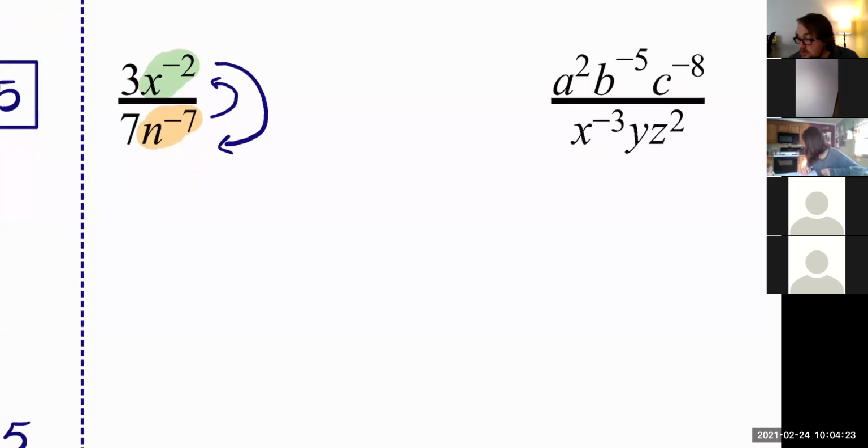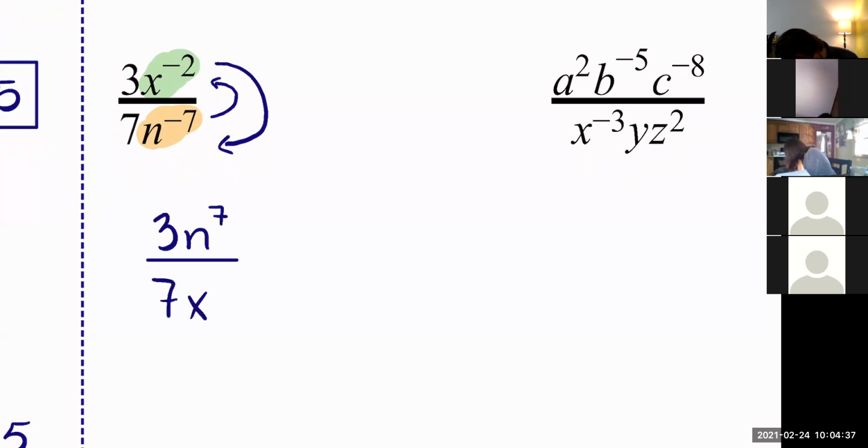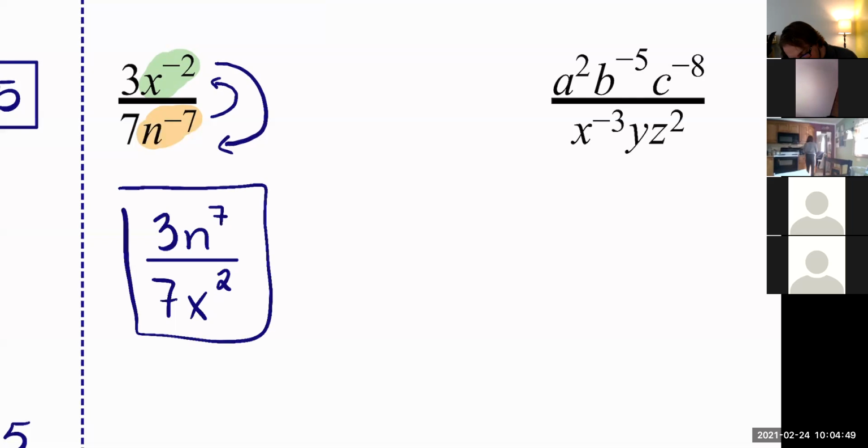And when that switcheroo is done, what is now left in the numerator? 3n to the +7th over 7x to the positive 2nd. Good. The 3 and 7 are the same positions they were before. The bases that had negative exponents are now on the opposite side of the fraction bar from where they originally started. And that's it.